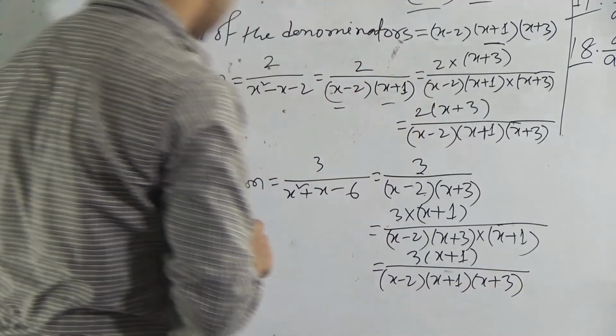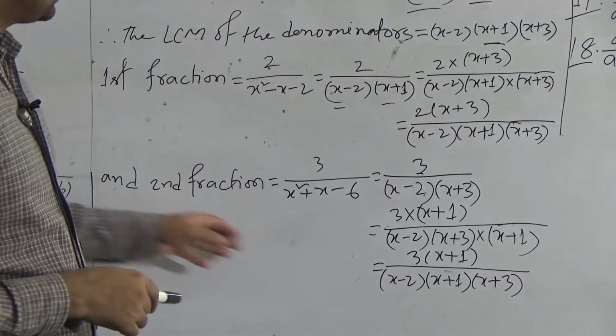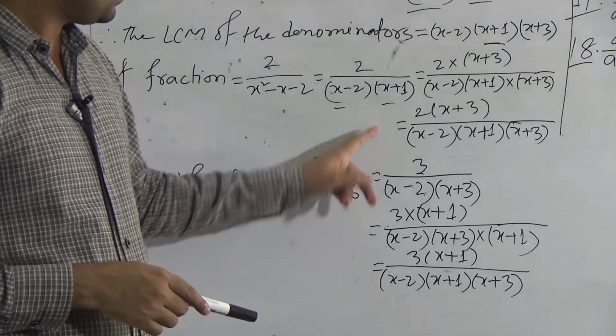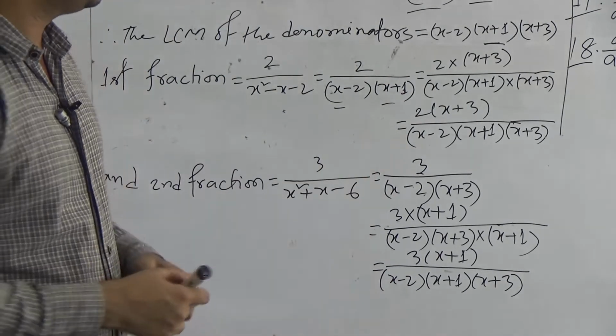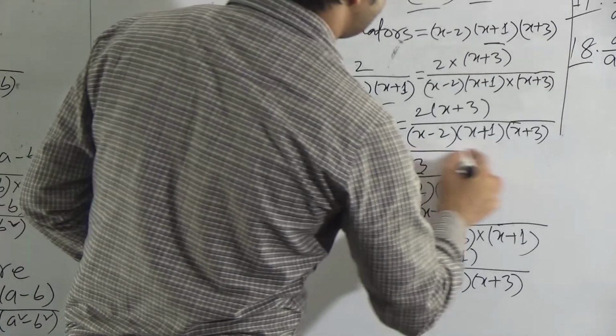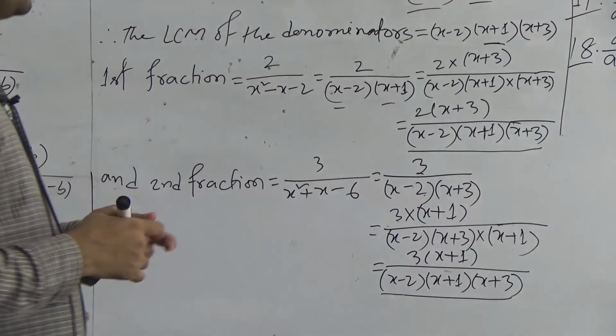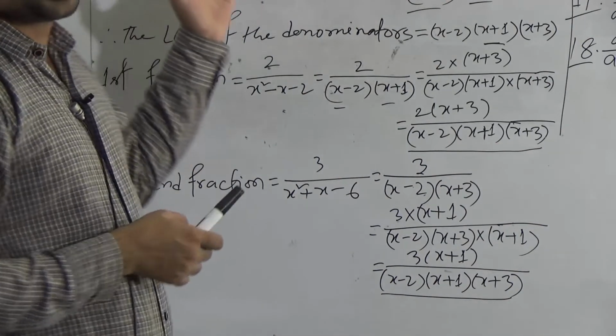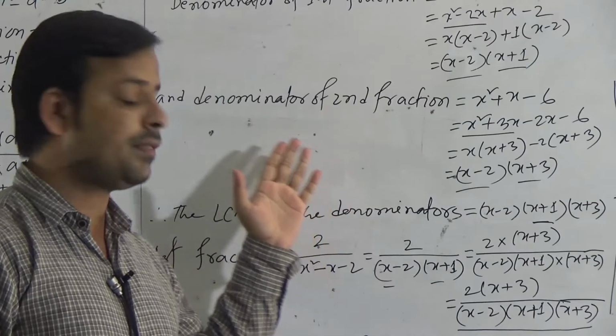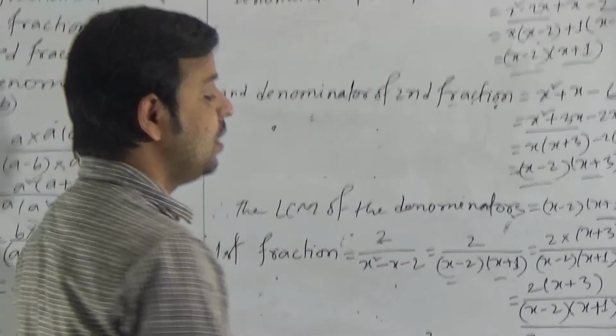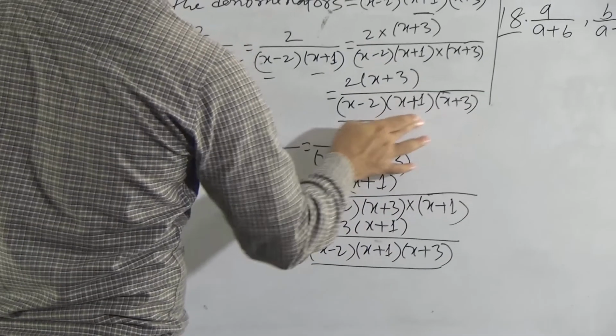Dear students, this is the second fraction. Now observe the first fraction and second fraction. Here the denominator of the first fraction and the denominator of the second fraction are the same. So I can say I have expressed both the fractions with a common denominator.